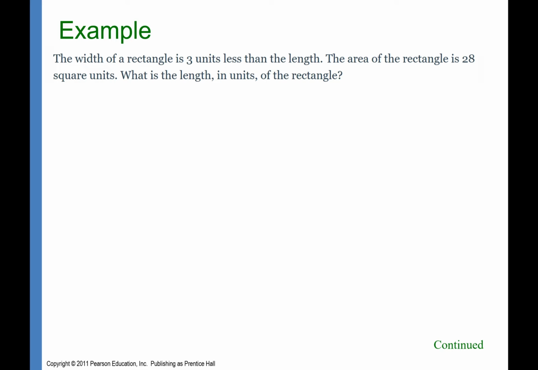So the width of a rectangle is 3 units less than the length. It always helps to draw it. We know what a rectangle looks like, right? In width and length. This is my width. This is my length. So we don't know either one, but we know the width is 3 units less than the length. So I'm going to make the length x, and then the width would be whatever the length is minus 3.